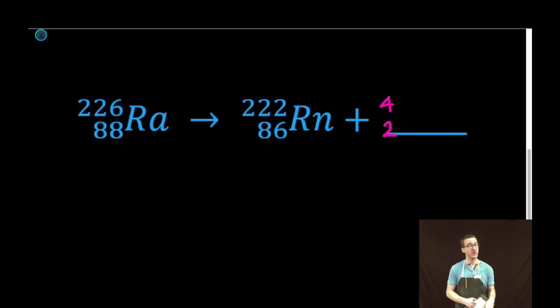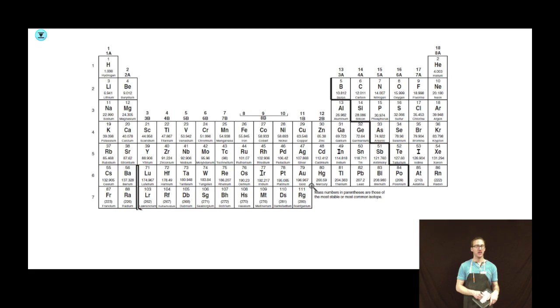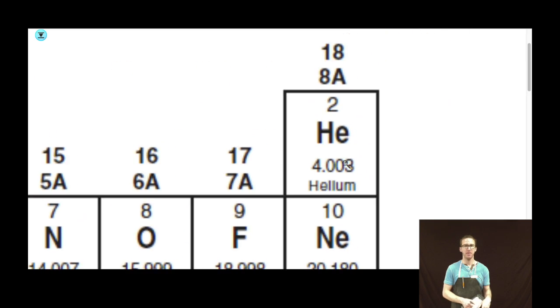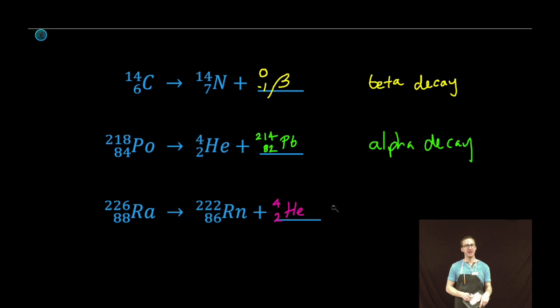You may already know what this is going to be, but if you don't, head to your periodic table. Boom. Atomic number 2 is going to be helium. Boom. Now, keep in mind that this also represents an alpha particle, so this is another example of alpha decay. Woo!